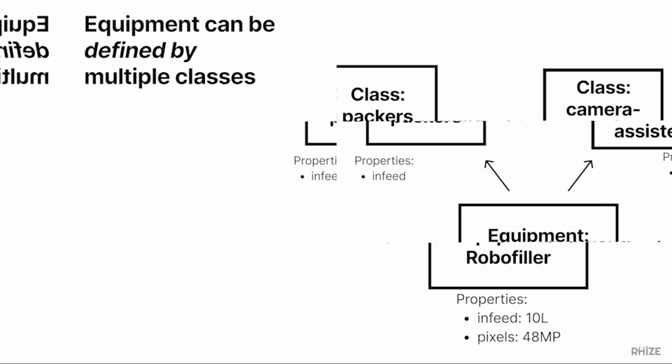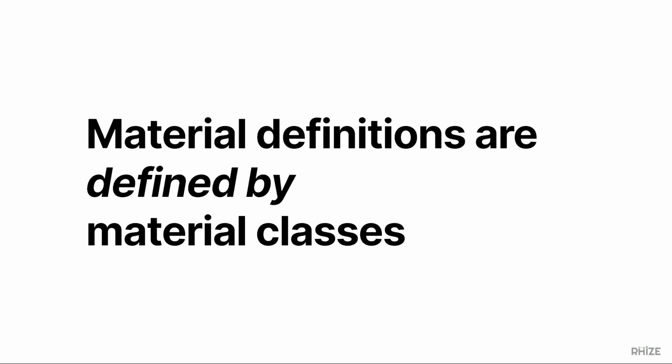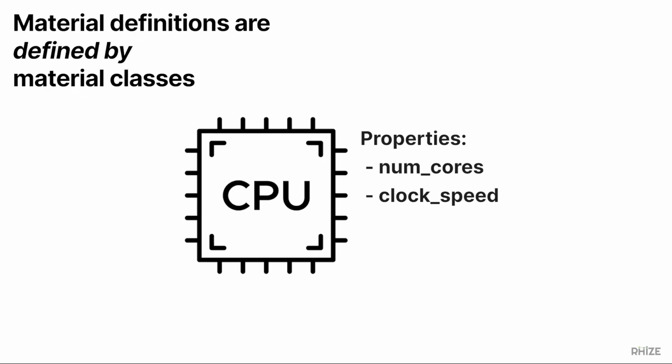The material model follows the same principle, but it has an extra layer of abstraction, and I'll explain why. Imagine I manufacture various computers and computer parts. I might build a class, CPUs, to create a template for all CPU properties, number of cores and clock speed, and so on.